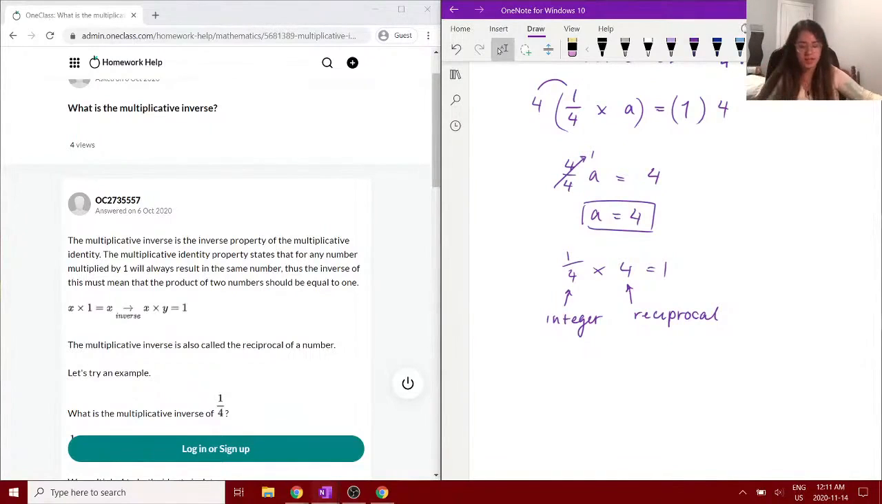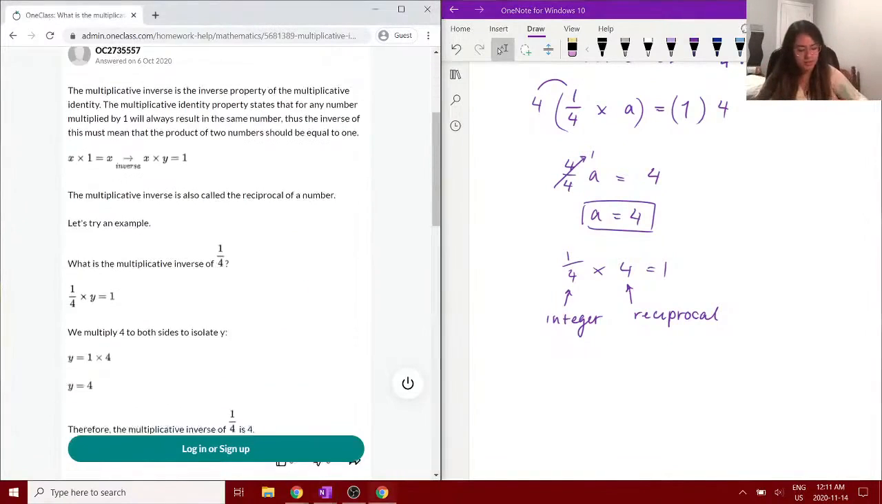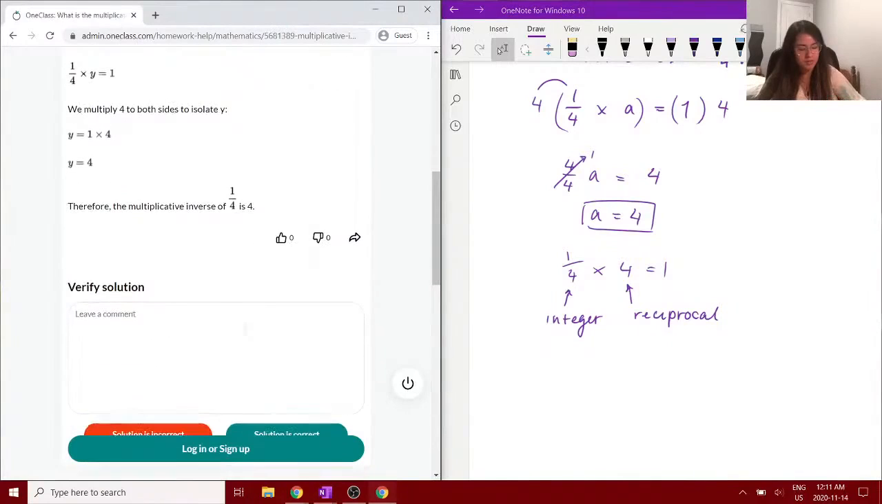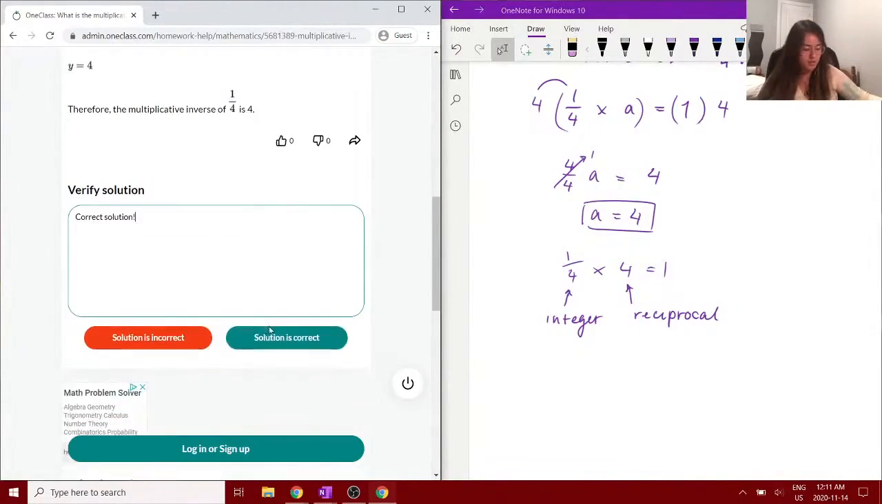All right, and from there we're good to go on to the next question. So therefore, the multiplicative inverse of 1/4 is 4. So correct solution. All right, next question.